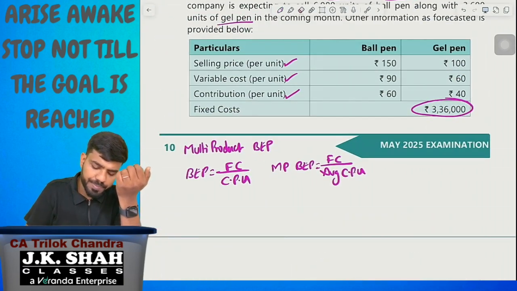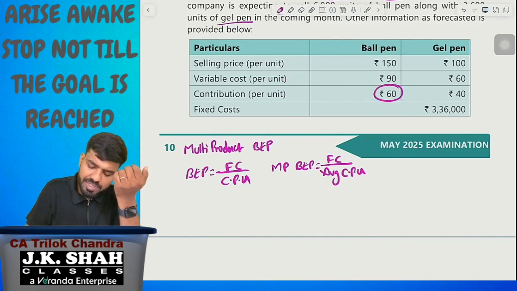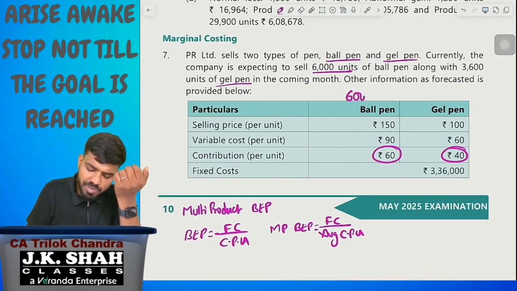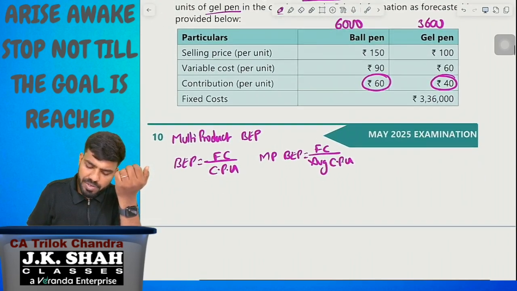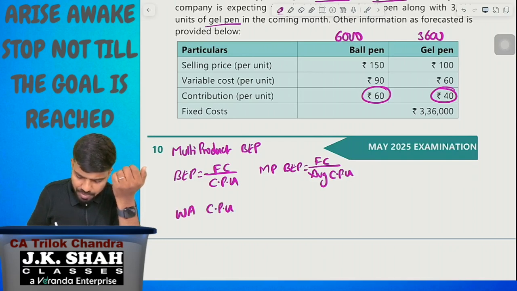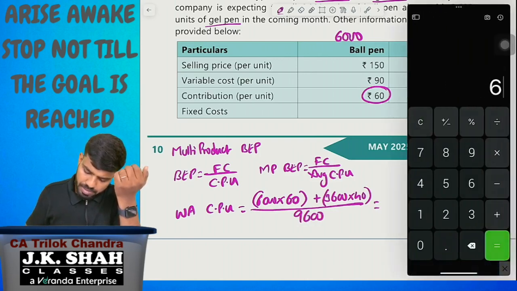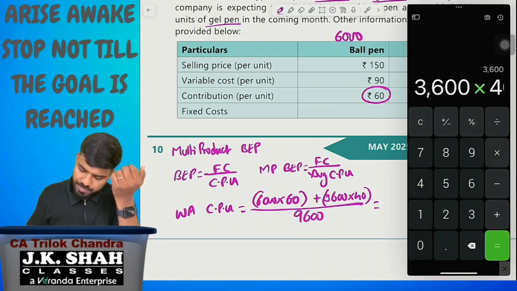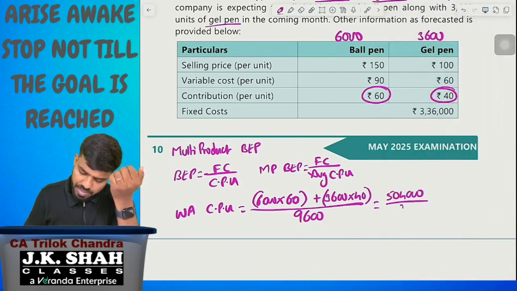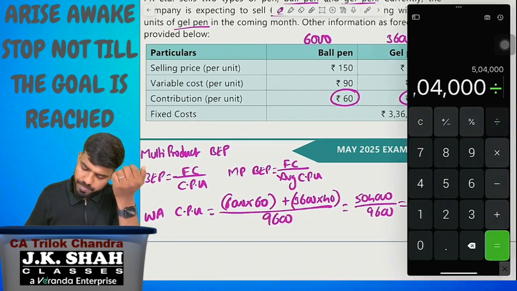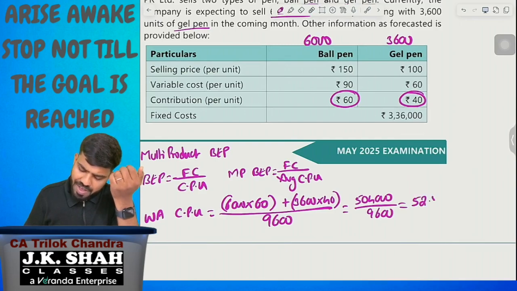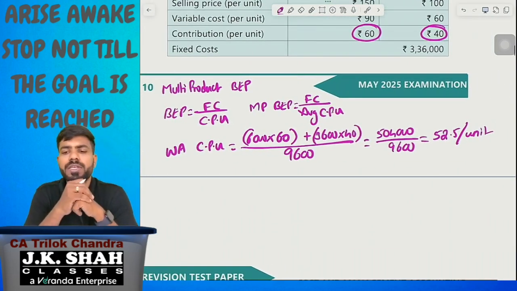You are required to calculate the composite break-even batch and individual break-even of the pens. How to calculate this? Listen carefully. First we take contribution per unit: 60 rupees, 40 rupees. Number of products: ball pen 6,000 pens, gel pen 3,600 pens. Now we need to calculate weighted average contribution per unit. 6,000 into 60 plus 3,600 into 40, divided by 9,600. 6,000 into 60 is 3,60,000. 3,600 into 40 is 1,44,000, plus 3,60,000 equals 5,04,000. 5,04,000 divided by 9,600 equals 52.5. Weighted average contribution per unit is 52.5.